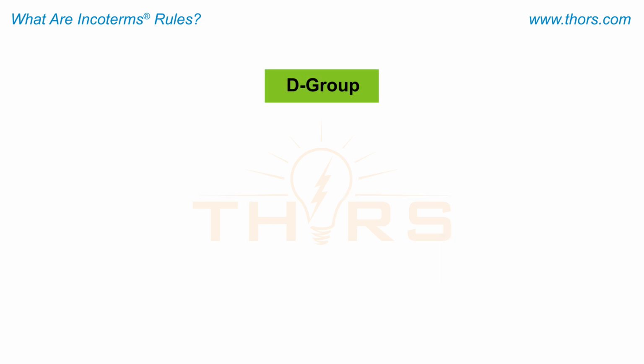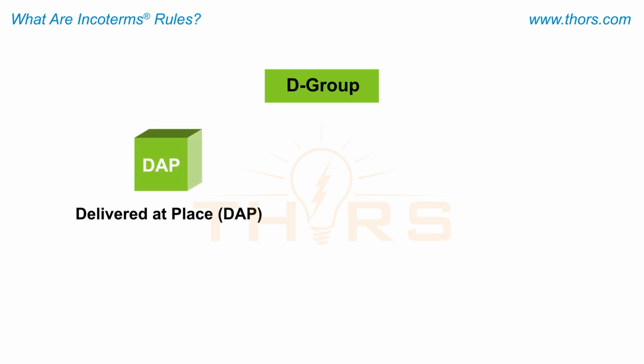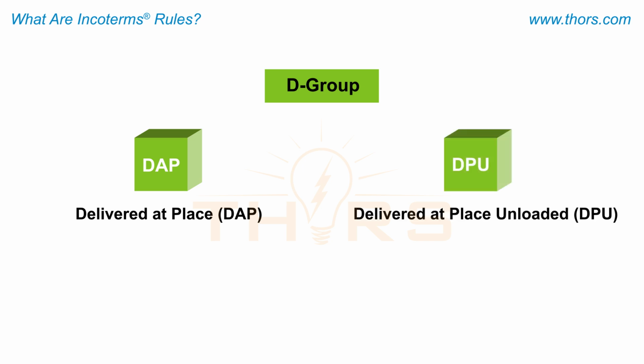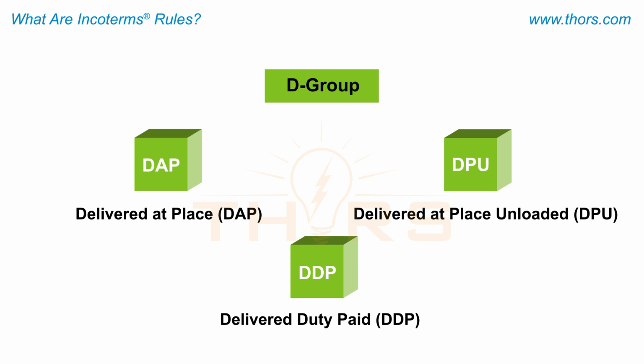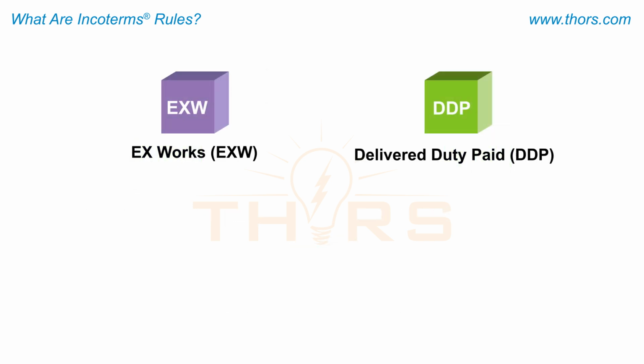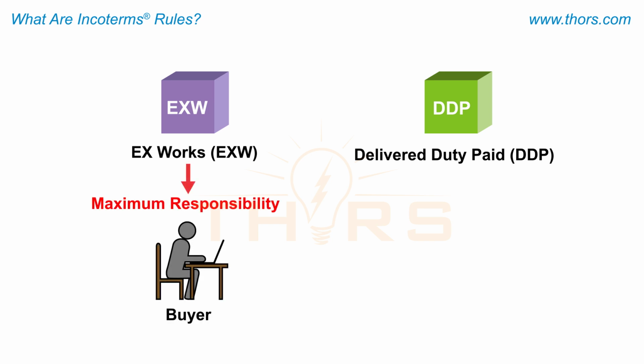D group consists of 3 Incoterms rules: delivered at place, or DAP, delivered at place unloaded, or DPU, and delivered duty paid, or DDP. E group consists of only 1 Incoterms rule, ex works, or EXW.